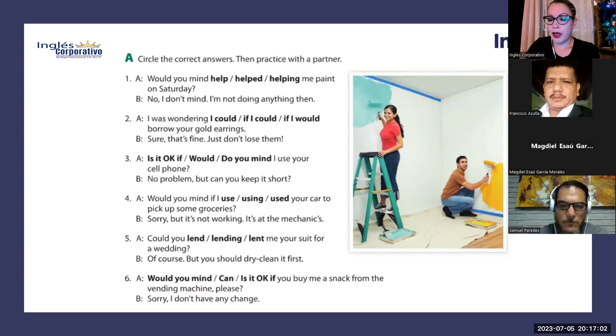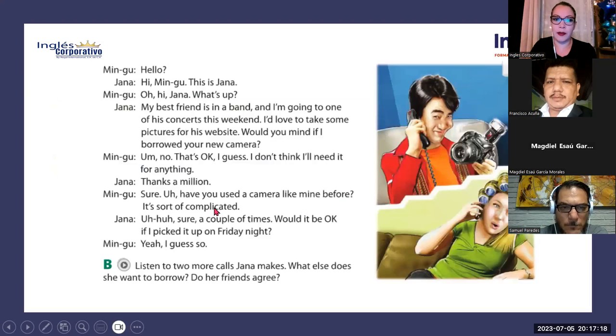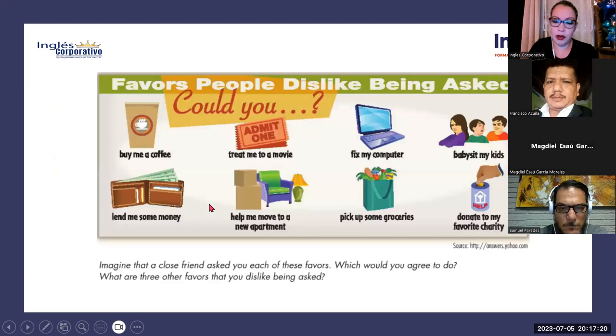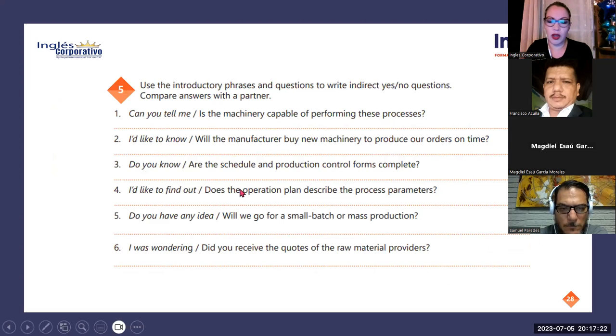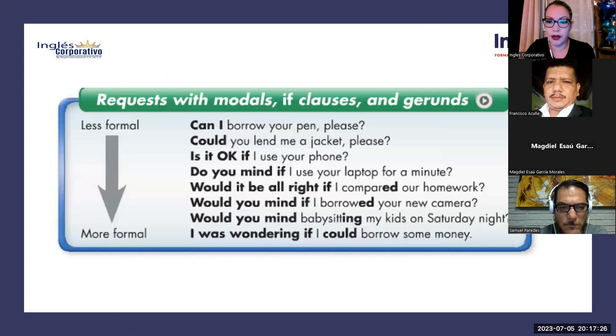Entonces, lo que pueden hacer también, aquí ya respondimos el uno, pero si de repente tienen dos, I was wondering if I could, ver si hay algo similar por ahí. I could, etcétera, y así. ¿Lo pueden hacer en grupo? Creo que no, hay muy poquitos. Entonces lo vamos a hacer aquí en la sección principal y luego chequeamos.